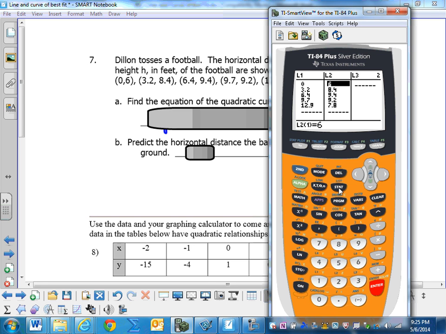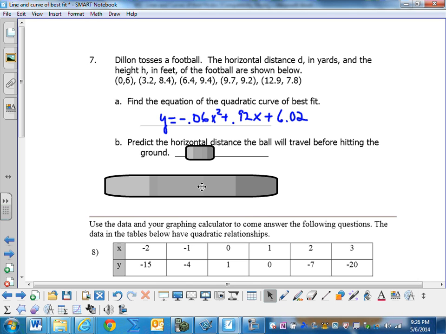Now we're going to calculate the quadratic regression. So hit Stat, Calculate, and number 5 for quadratic regression. Again, I want to send it to y1 so it'll graph it for me. So I'm going to hit Vars, Y-Vars, Function, y1. And then Enter. And there's my equation. Negative 0.06x squared plus 92x plus 602.